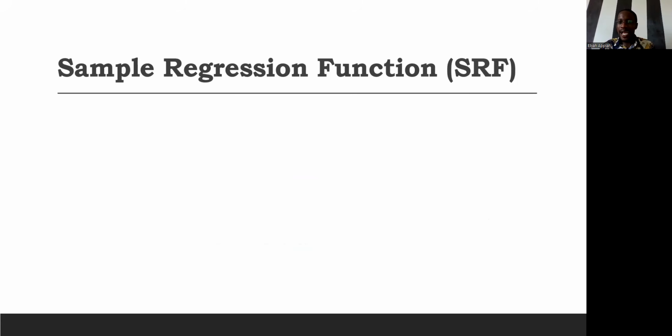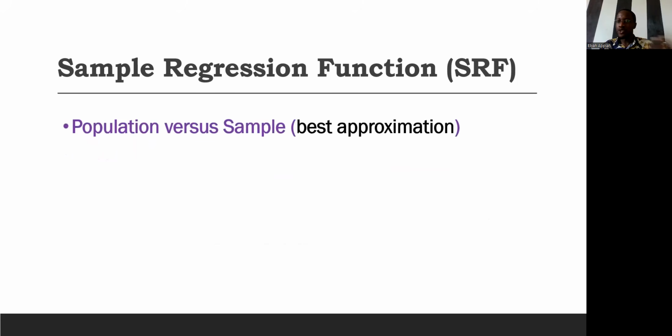Once we have looked at the idea of the population regression function, why don't we look at the sample regression function? Usually we would have wished we had data on the population. Then we would not have had so many problems with statistics and all of that. But we end up always working with samples. So samples are simply considered best approximations to the population.